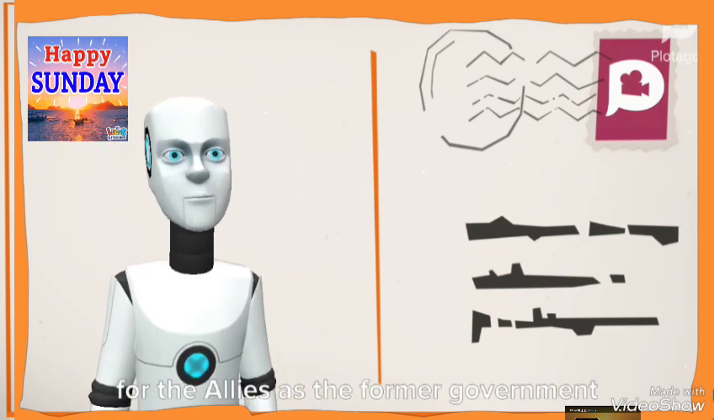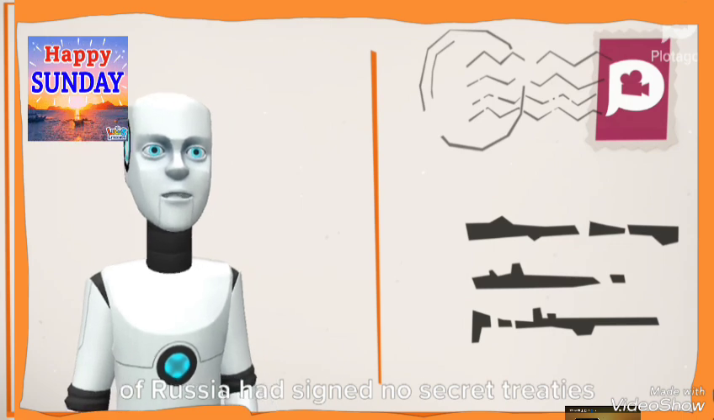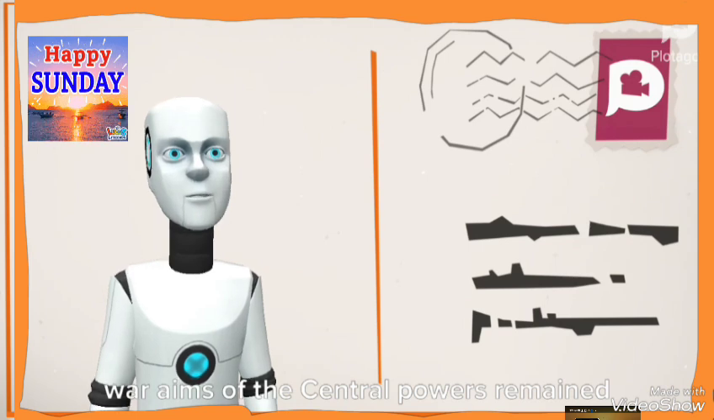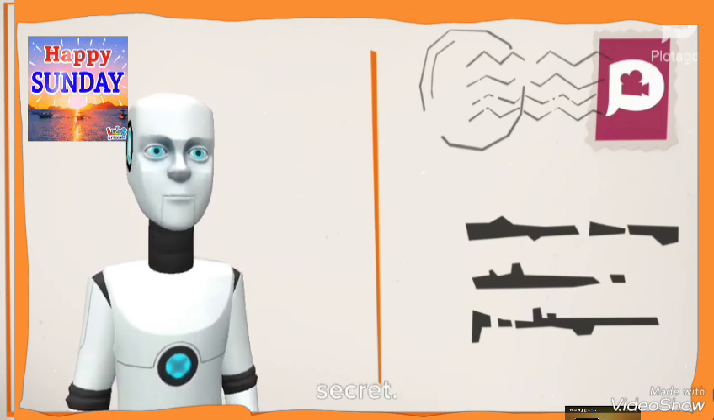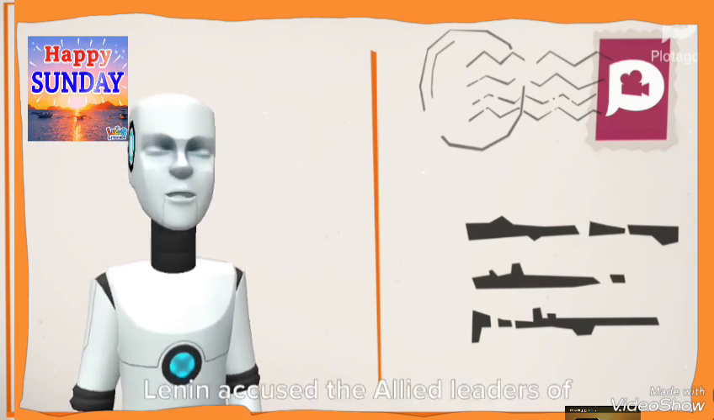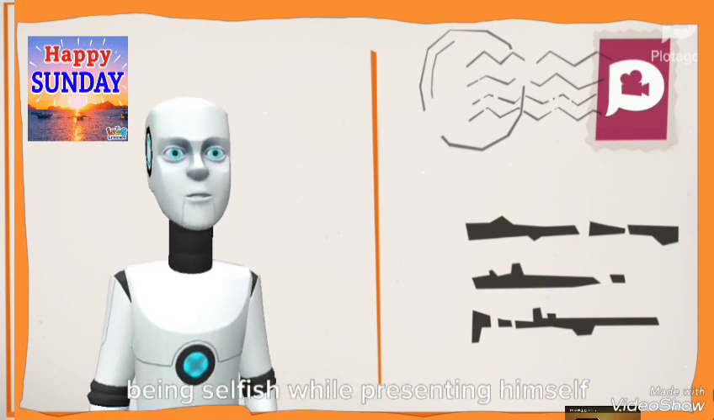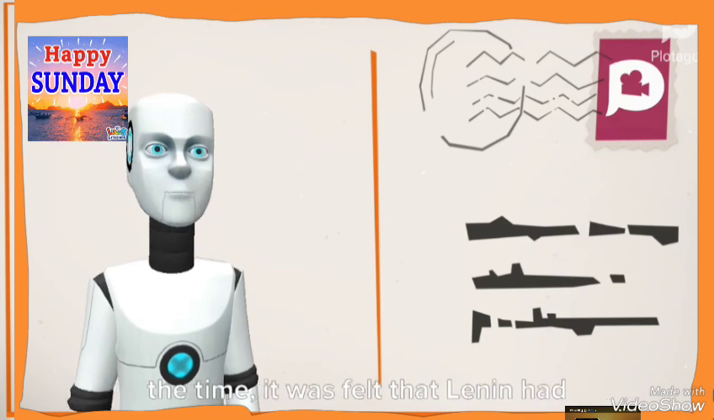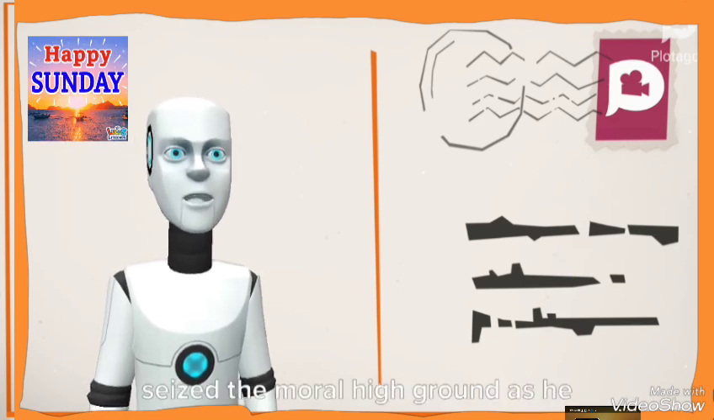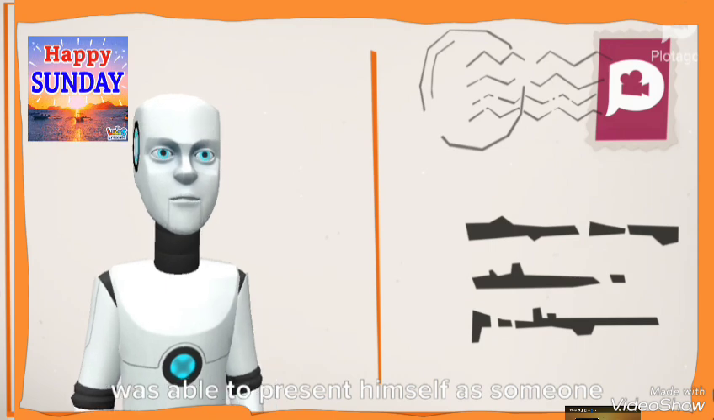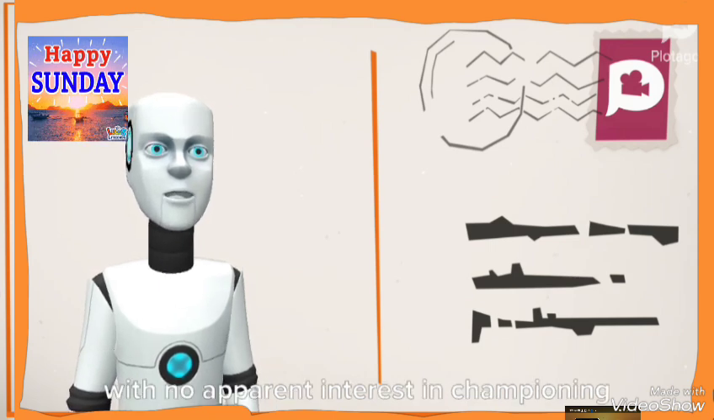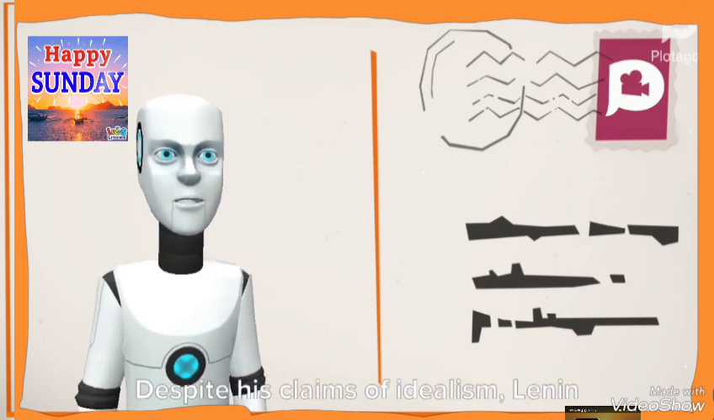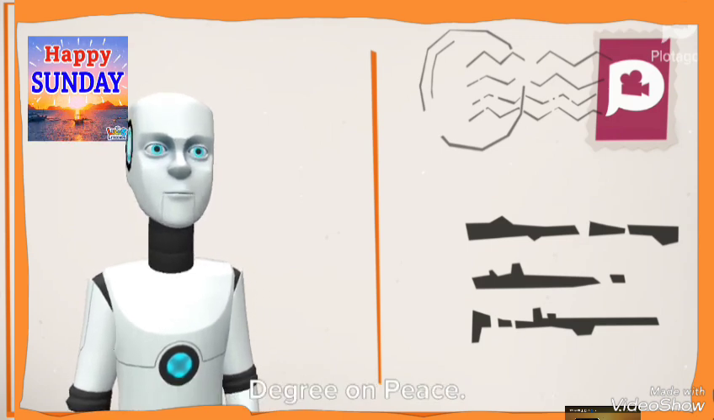The publication was especially embarrassing for the Allies, as the former government of Russia had signed no secret treaties with Germany, the Austrian Empire, and the Ottoman Empire, and thus the war aims of the Central Powers remained secret. Lenin accused the Allied leaders of being selfish while presenting himself as an idealist who sought the betterment of ordinary people by rejecting imperialism. At the time, it was felt that Lenin had seized the moral high ground, as he was able to present himself as someone with no apparent interest in championing his nation at the expense of other nations. Despite his claims of idealism, Lenin was in fact self-interested in the degree on peace.